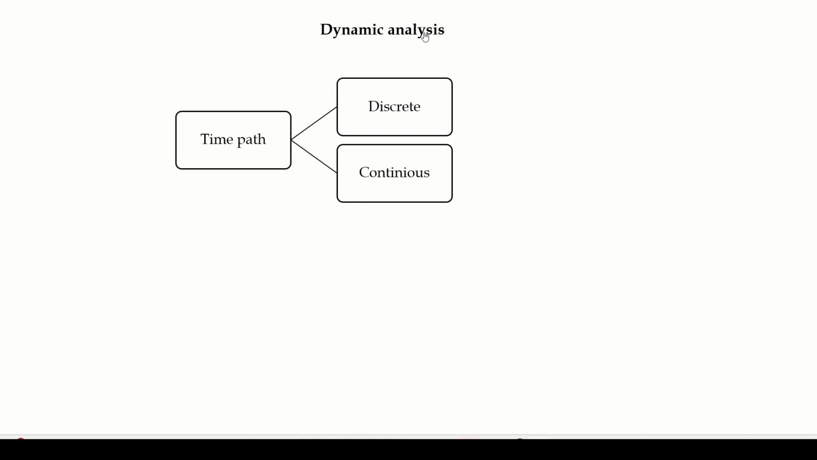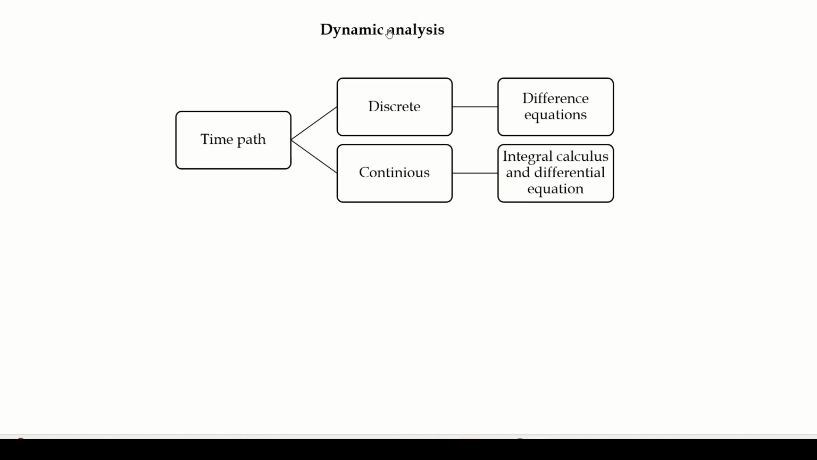So our goals, as we know, are to find the long run equilibrium values of those variables and their transition towards those equilibria, and then we want to find out the time path of that. The tools we have: when we have a discrete variable, we will use difference equations to achieve those goals. And when we have a continuous variable, we will use integral calculus and differential equations.